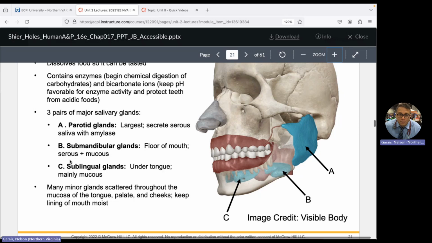Your submandibular glands located underneath your mandible, jawbone right here. They secrete serous fluid and mucus. And lastly, the sublingual glands underneath the tongue mainly secrete mucus. So know which secretions. This looks like a beautiful matching as well.